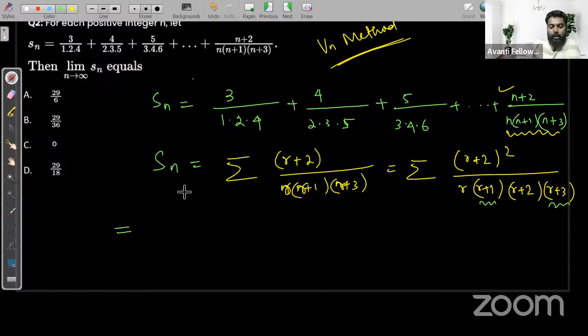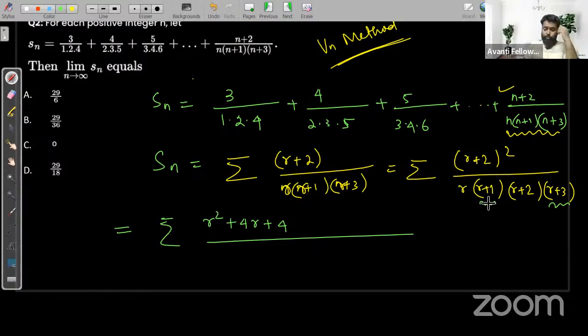Okay, let's see. If you open it in the numerator, what you are getting is r square plus 4r plus 4. Is it or not? But when you multiply r plus 1 into r plus 3, we are getting r square plus 3r plus r plus 3. Is it or not? So already we have 4r and already 4. So I am writing 4 as 3 plus 1.